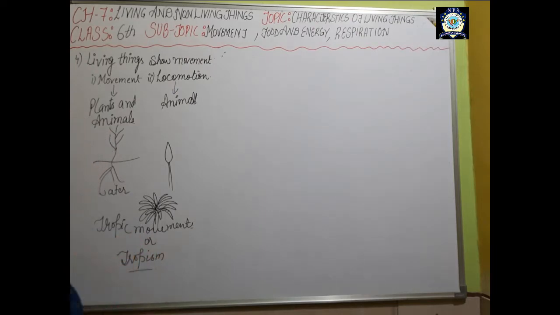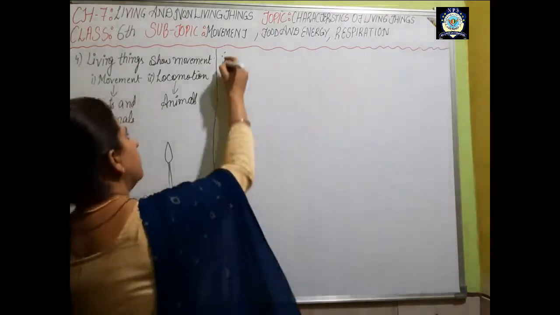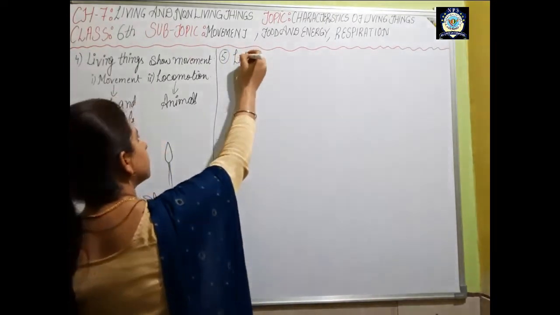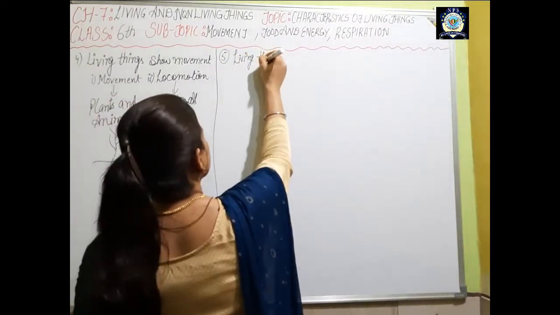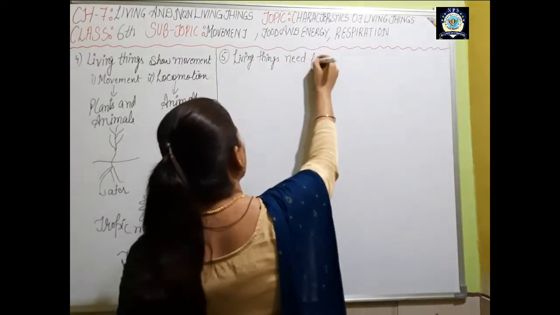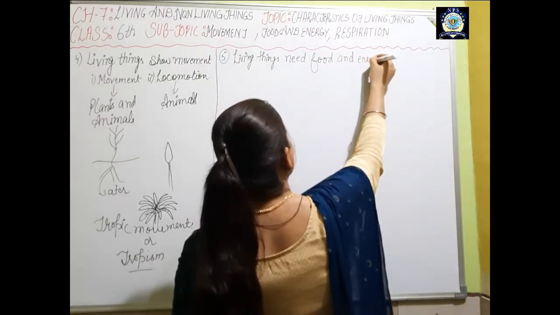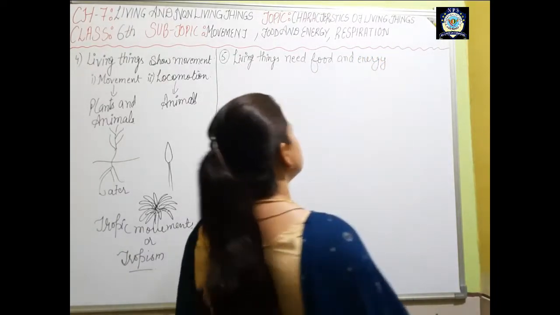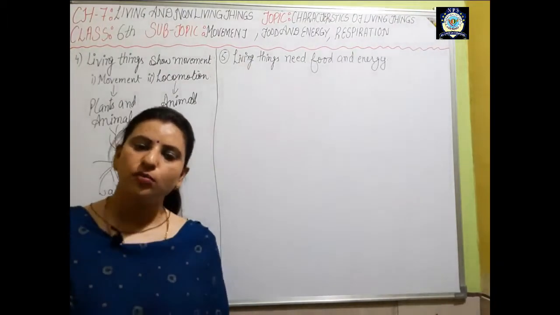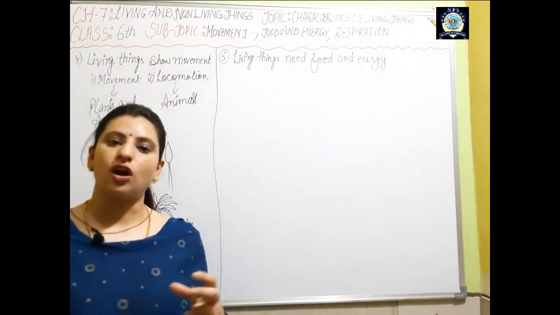Now we will discuss the fifth characteristic of living things: living things need food and energy. We know that all organisms on this earth need food, because with the help of food they release energy, and with that energy they carry out all their life activities.